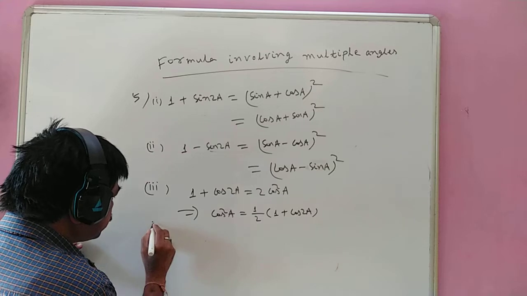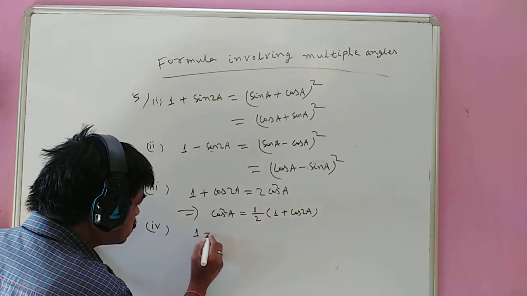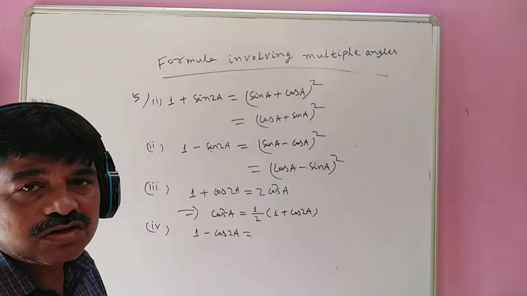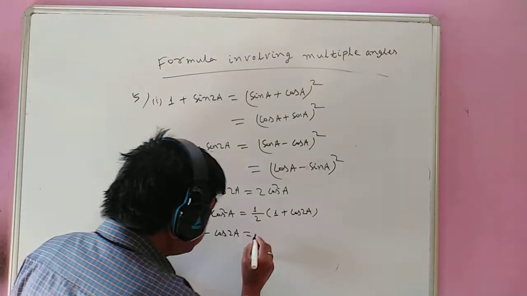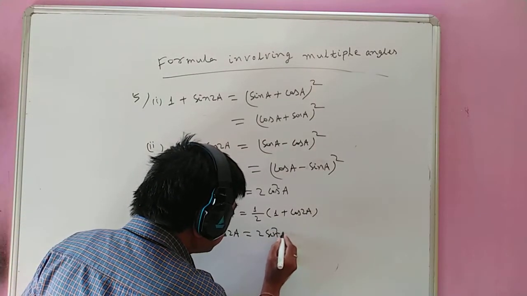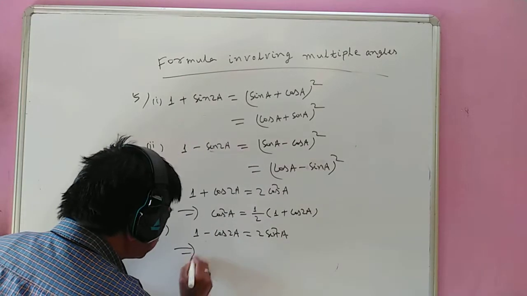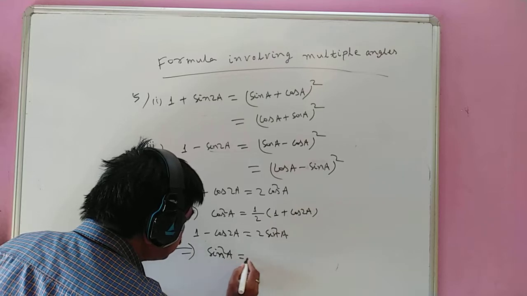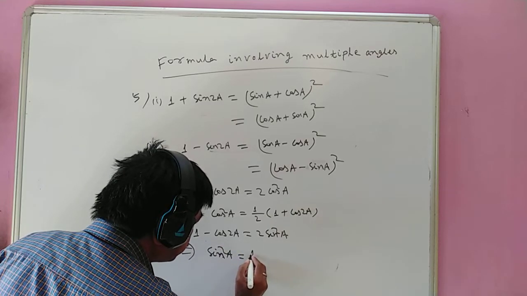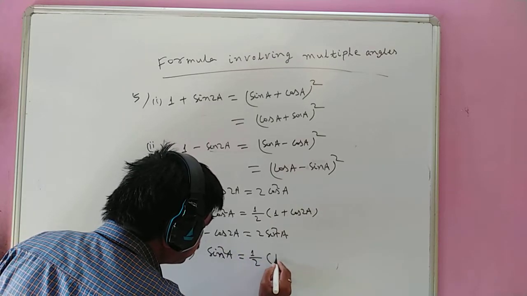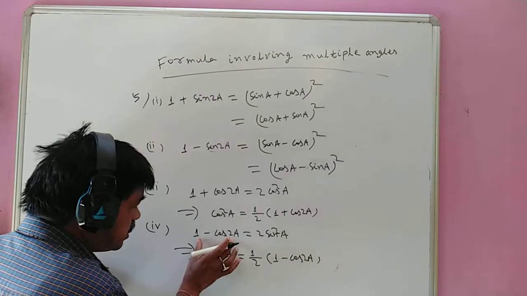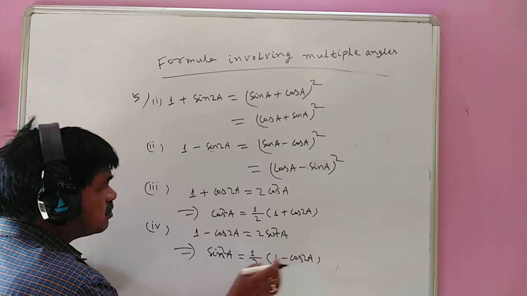Then write 1 minus cos 2A. So 1 minus cos 2A is equal to 2 sin square A. From this, sin square A is equal to, this 2 divided on the left hand side, so it is 1 by 2 whole into (1 minus cos 2A). This 2 is divided here, so you can write half into this.